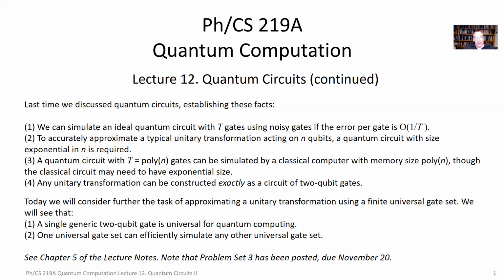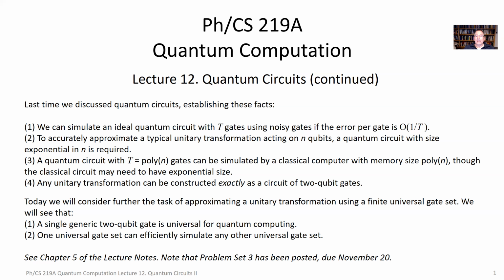And what we'll see today is that just a generic entangling 2-qubit gate, of course, a generic gate is entangling, is enough for universal quantum computing. It's enough for us to be able to approximate accurately, if we build a circuit out of such gates, any 2-qubit unitary, and that in turn means that we can build up any n-qubit unitary.